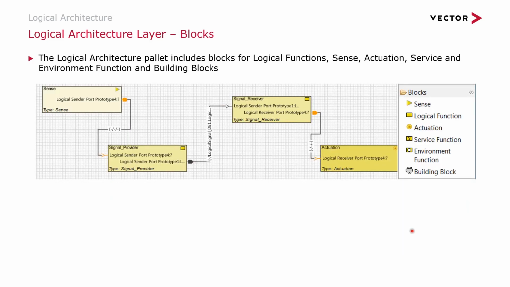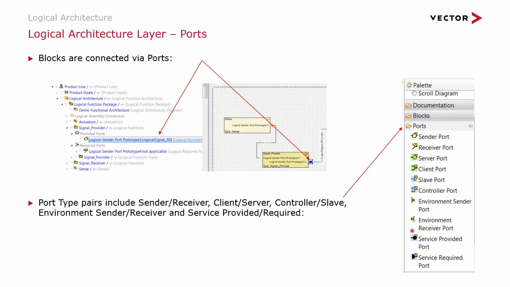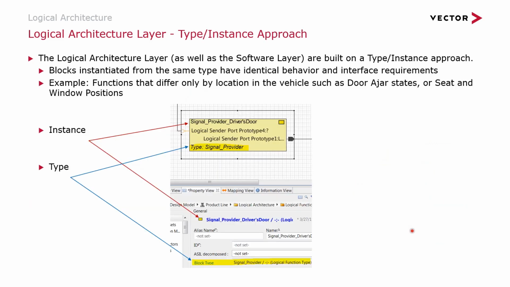The logical architecture palette includes blocks for logical functions, sense, actuation, service and environment functions, and also something we call a building block. Blocks are connected via ports, and the port type pairs are things like sender-receiver, client-server, controller-slave, environment sender and receivers, or service provided and required.